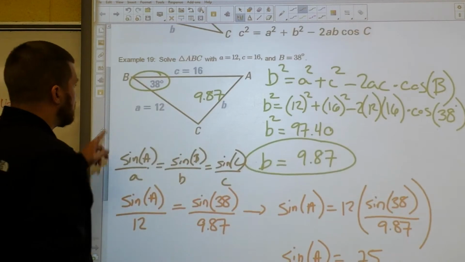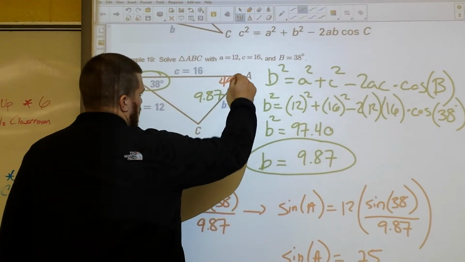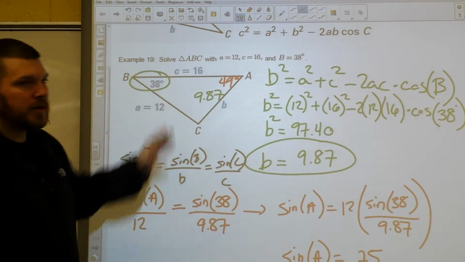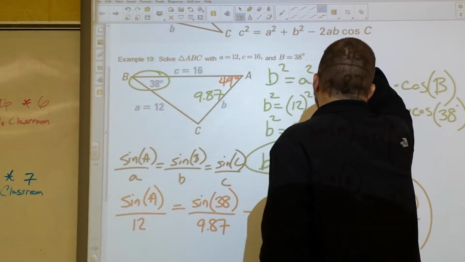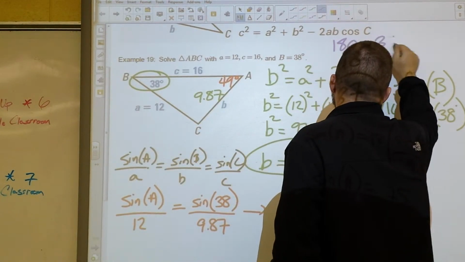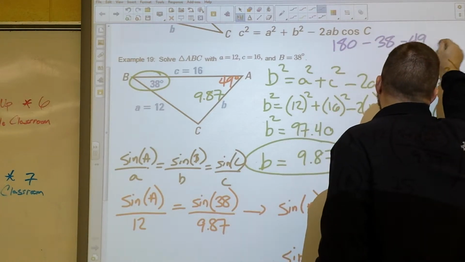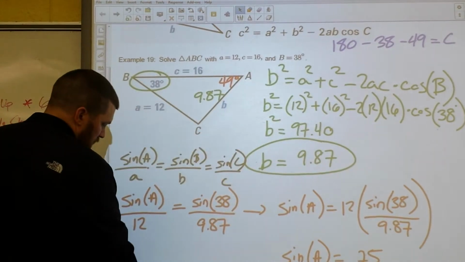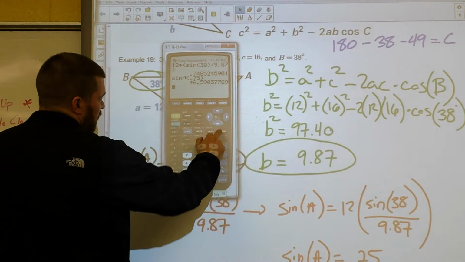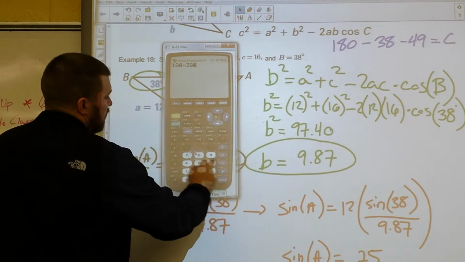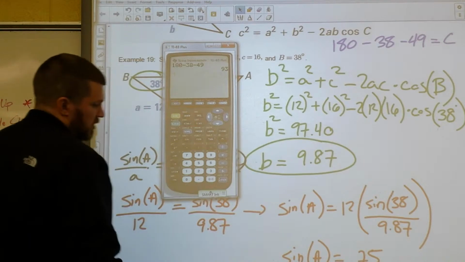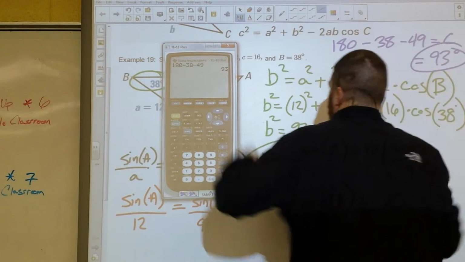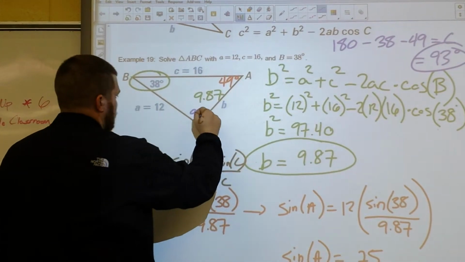Since I know that, I'm going to put it in my picture. And now that I have two angles, I can very easily find the third angle because all three angles have to add up to 180. So I'm going to say 180 minus 38 minus 49, and that's going to give me angle C. Using my calculator, 180 minus 38 minus 49 is 93. So angle C is approximately 93 degrees.